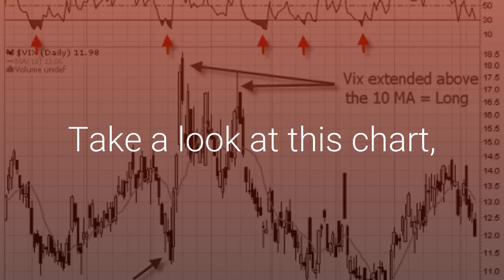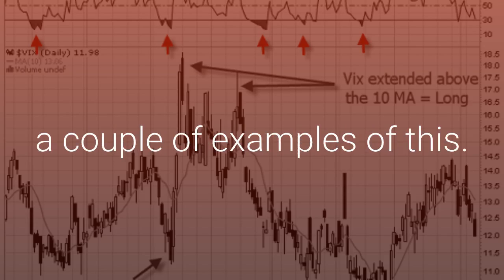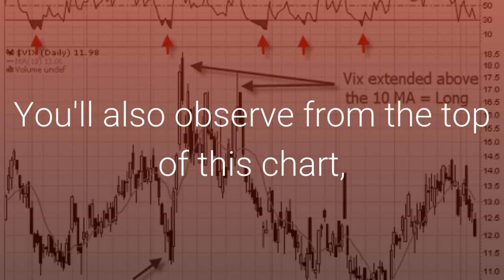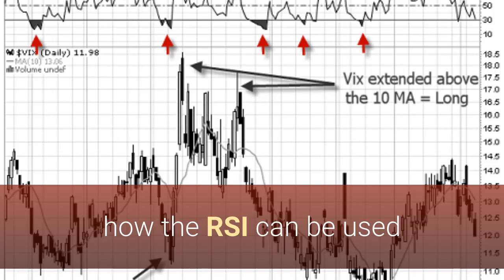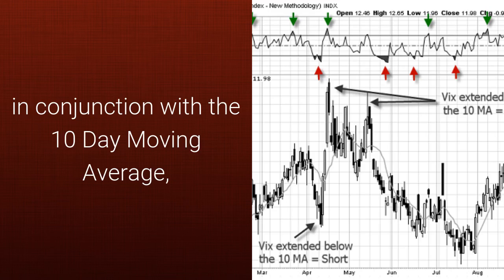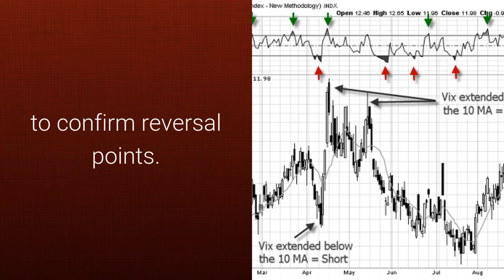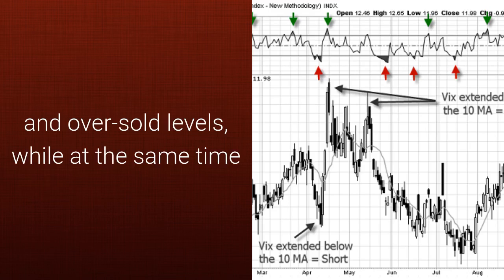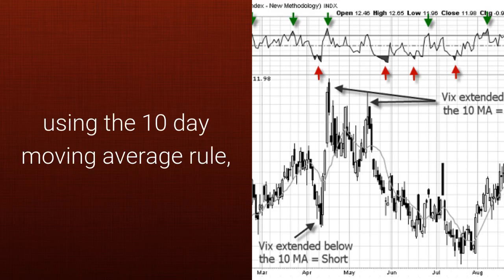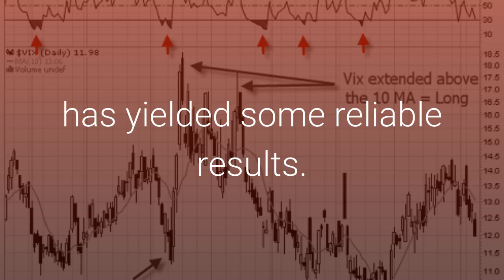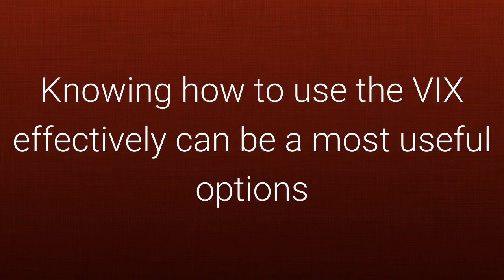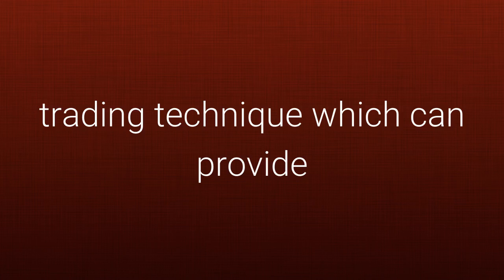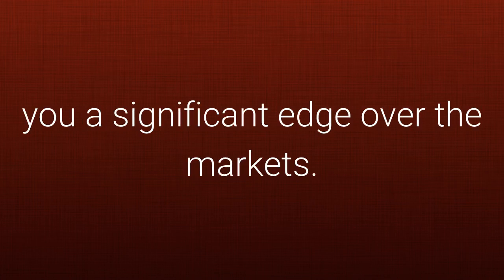Take a look at this chart where we have shown a couple of examples of this. You'll also observe from the top of this chart how the RSI can be used in conjunction with the 10-day moving average to confirm reversal points. Looking at the green and red arrows indicating overbought and oversold levels, while at the same time using the 10-day moving average rule, has yielded some reliable results. Knowing how to use the VIX effectively can be a most useful options trading technique, which can provide you a significant edge over the markets.